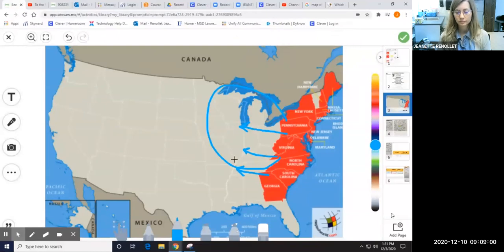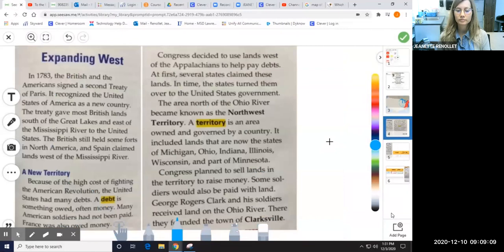After colonists started moving west into the Northwest Territory, they had to decide what to do with the land. Today we're going to read about what happened when people in the U.S. started moving west. Our text is called Expanding West.